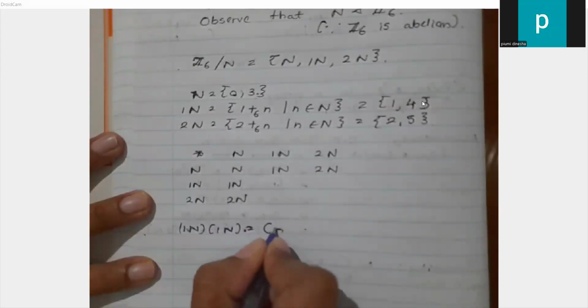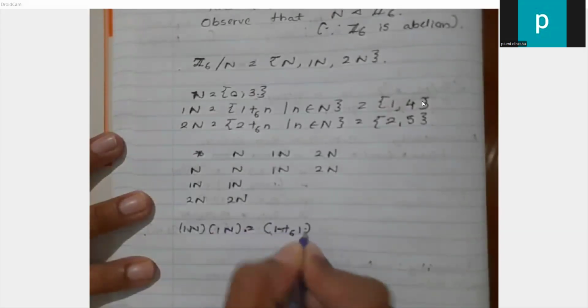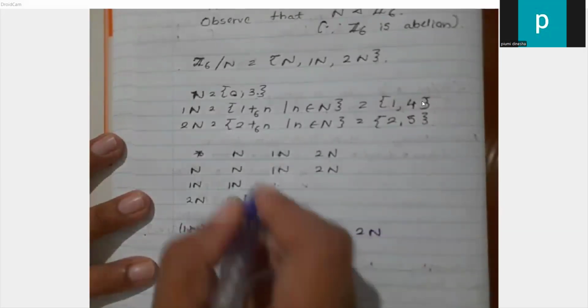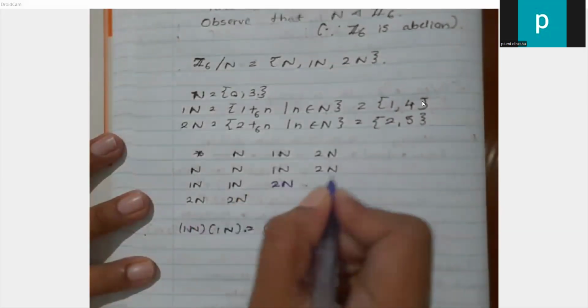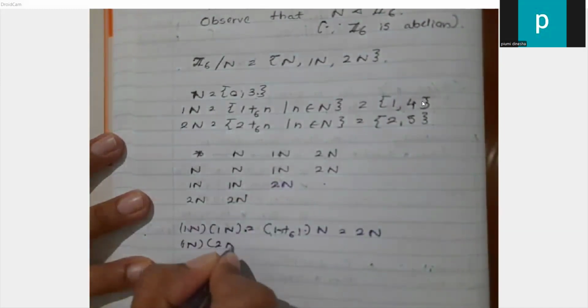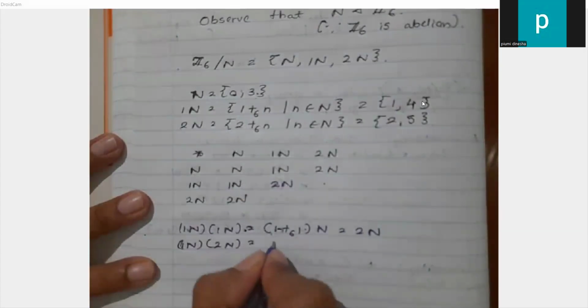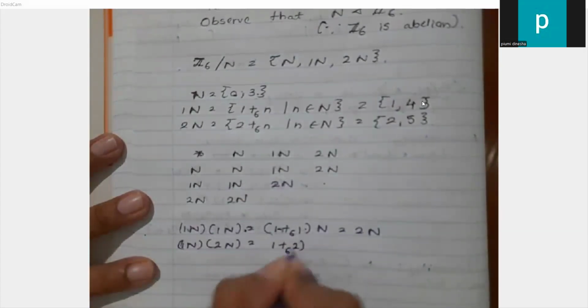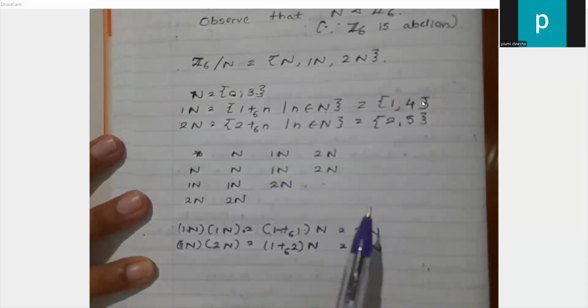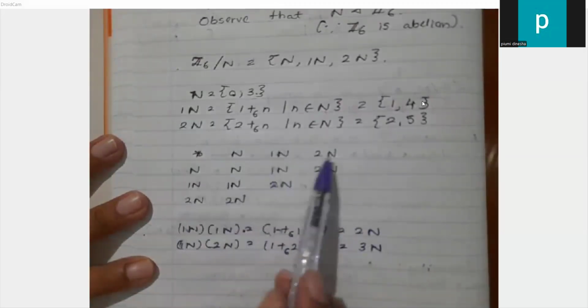This is equal to what? 1 addition modulo 6, 1 times N. 1 plus 1 is 2, divide by 6, take the remainder, you get 2N. So this over here is 2N. To find this element, we have 1N times 2N. This is equal to what? 1 addition modulo 6, 2N. 1 plus 2 is 3. Divide by 6, take the remainder. You have 3N.